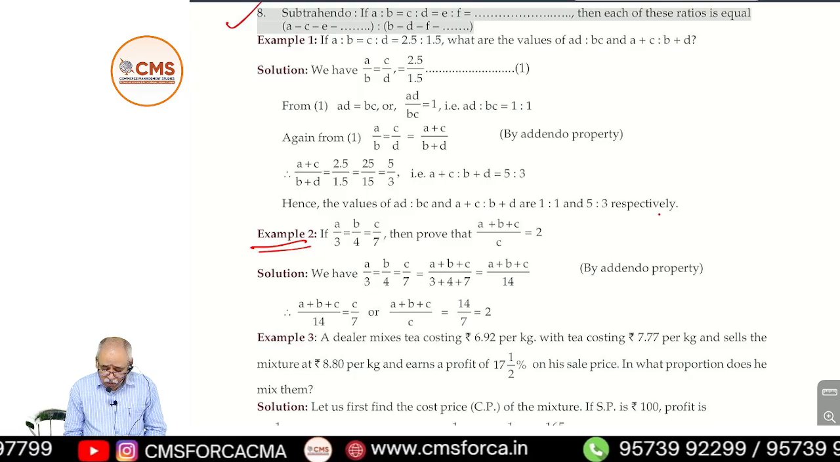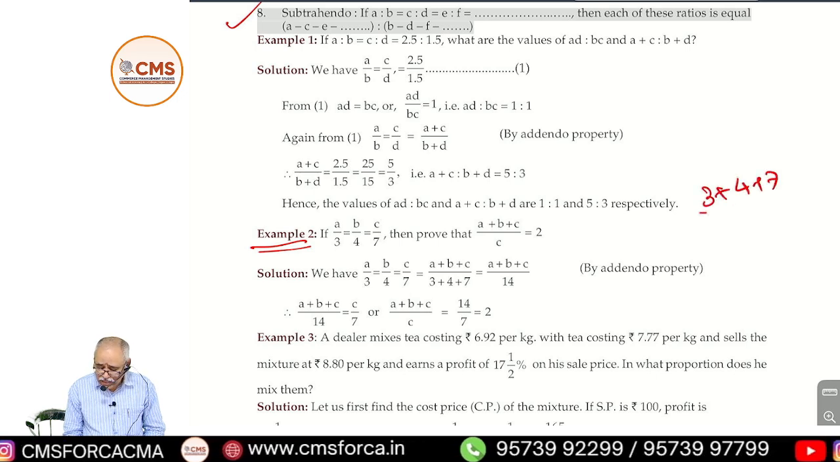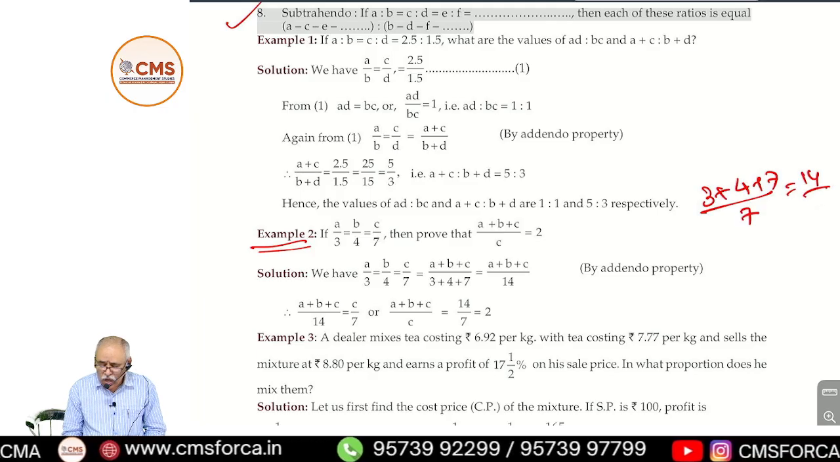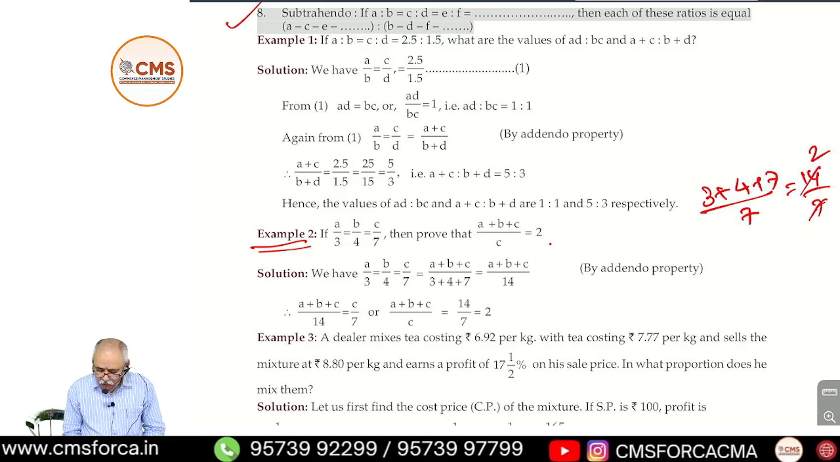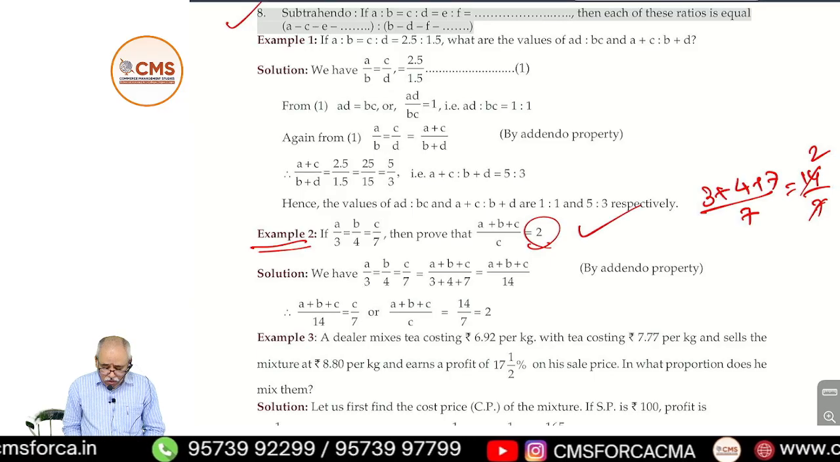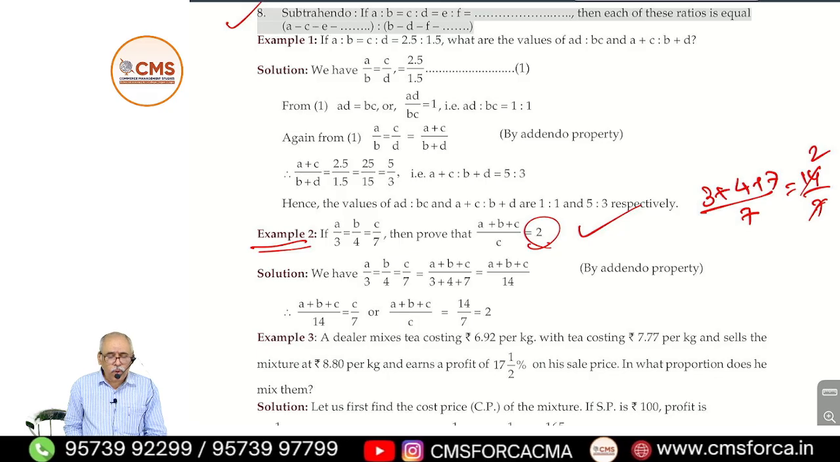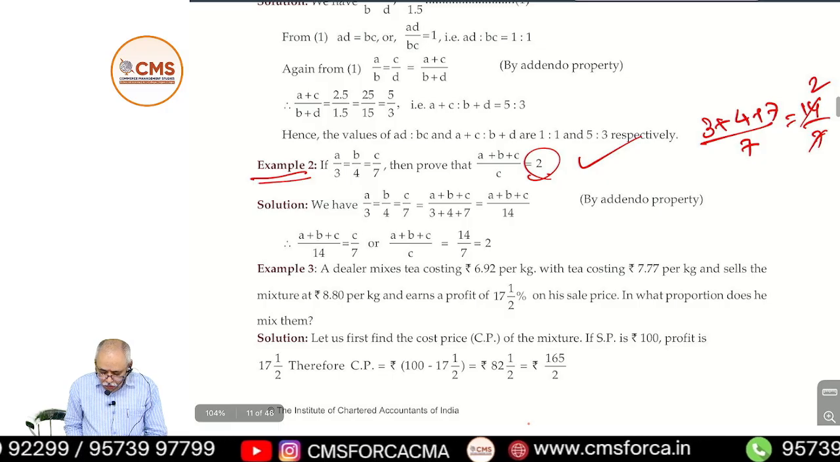That is why you can substitute direct values. If you substitute direct values, what will we get? 3 plus 4 plus 7 by c value 7. So 7 plus 7 is 14. 14 by 7 is 2. Answer 2, got it or not? So this is one of the important questions. Remember these model questions. Next one.